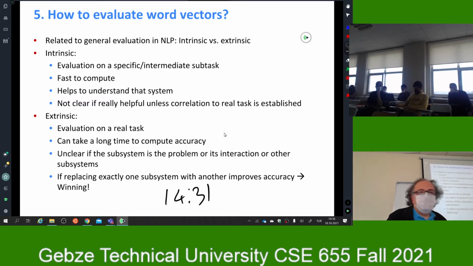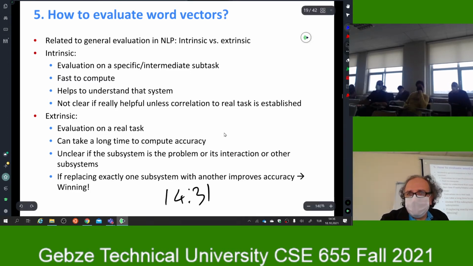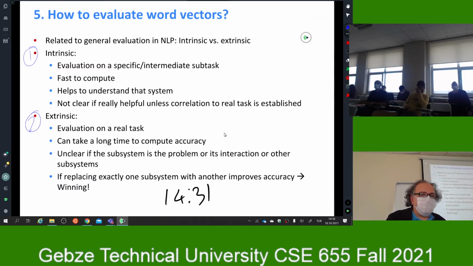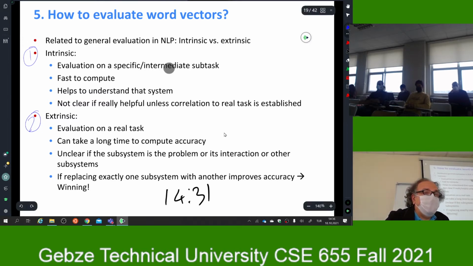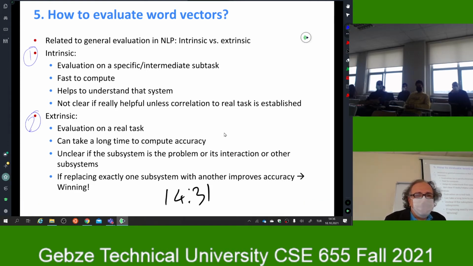Almost the same. Okay, so we can be more systematic, and we can do this. Two types of verification techniques. One is intrinsic, the other one is extrinsic. In the intrinsic evaluation, we just try to see if the vectors are good without using any applications. So it is just an intermediate task. It is not a useful task, but it helps us understand the system, like word similarity.